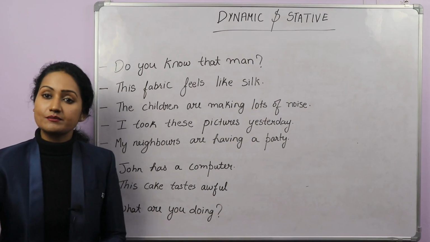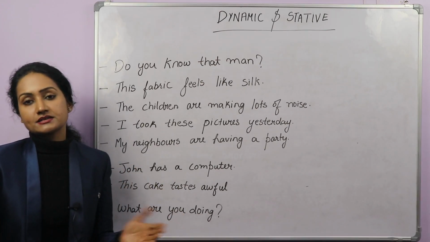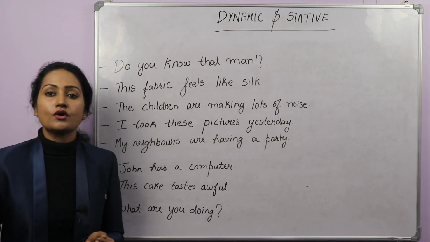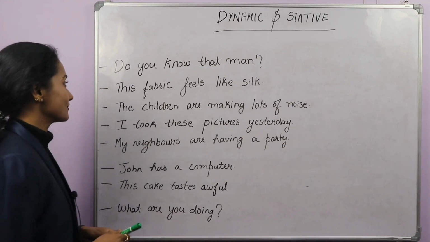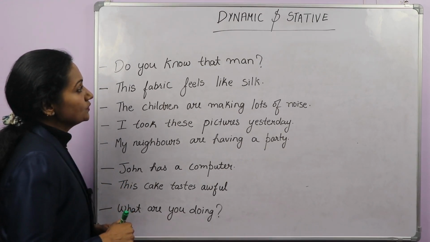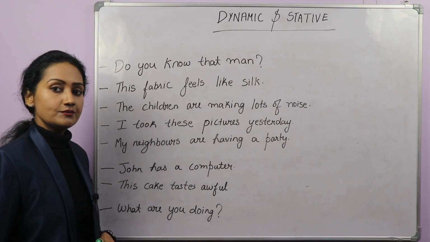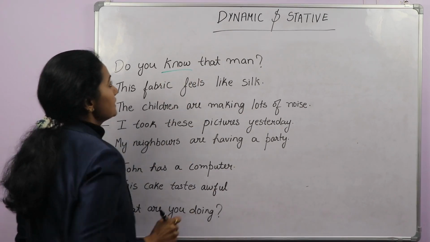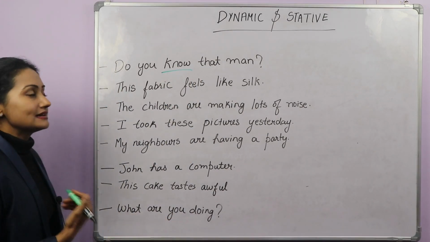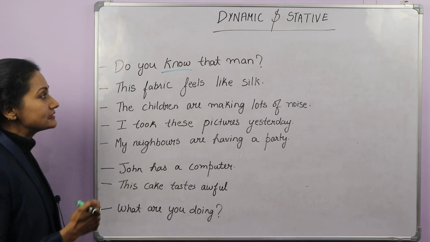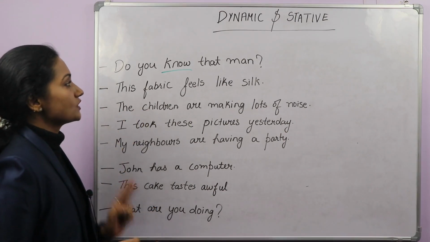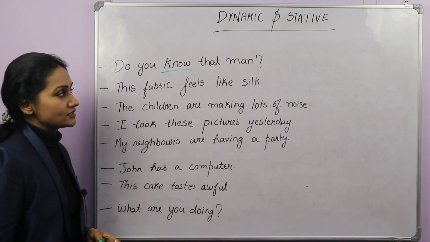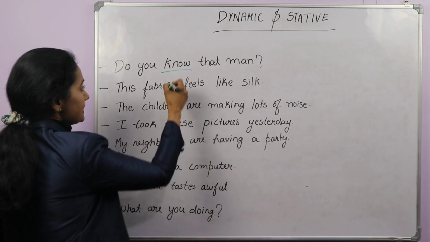You all must have understood dynamic and stative verbs. Now let's practice some more. Here you will have to tell me which is the verb and whether it is dynamic or stative. So let's do it. First sentence, do you know that man? So here, which is the verb? Correct. So the verb is know. Now, is it dynamic or stative? This is a stative verb because here know is not an action, it is just an opinion of the person, whether he knows that man or not. So it's a stative verb.